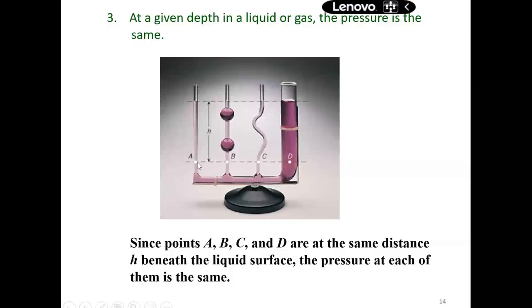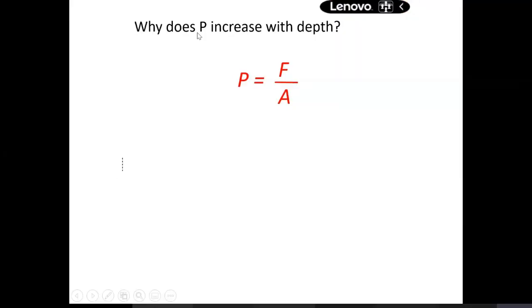You can see that point A, point B, point C, and point D are at static equilibrium, not moving. As long as it's the same depth, the same vertical height, no matter what the shape is, the pressure at point A, point B, point C, and point D is actually the same. Pressure in a fluid increases with depth.